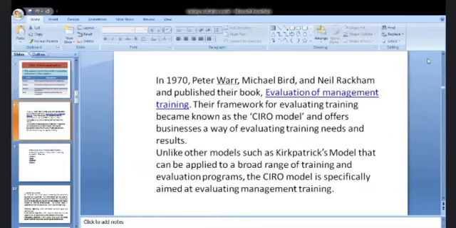Unlike other models such as the Kirkpatrick model that can be applied to a broad range of training and evaluation programs, the CIRO model is specifically aimed at evaluating management training. Whereas Kirkpatrick can be applied to any kind of training program evaluation, CIRO is specifically aimed at evaluating management training.